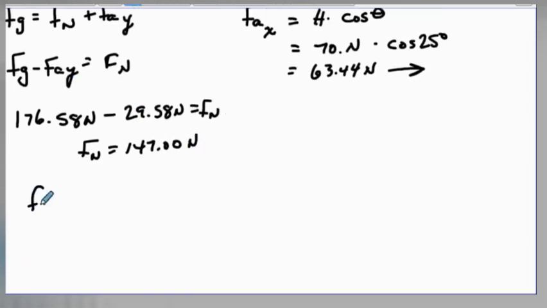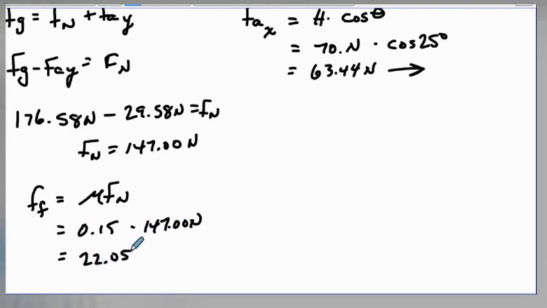Now, if I want my force of friction, I know that force of friction is mu times Fn. So we would take our 147 and multiply that by our coefficient of friction. And we would find that we have 22.05 newtons as my FF.